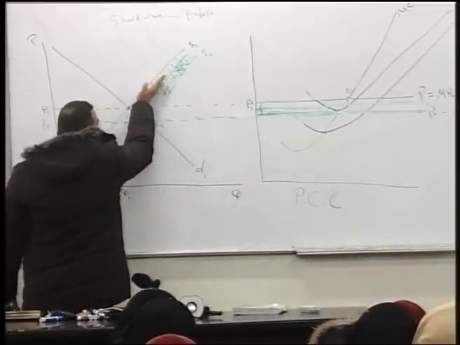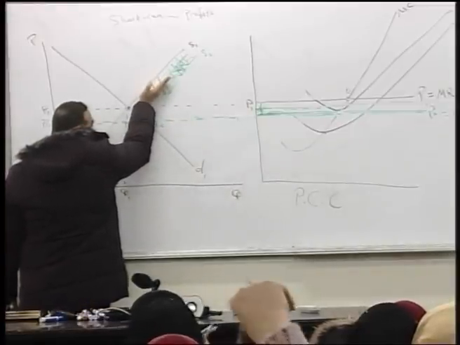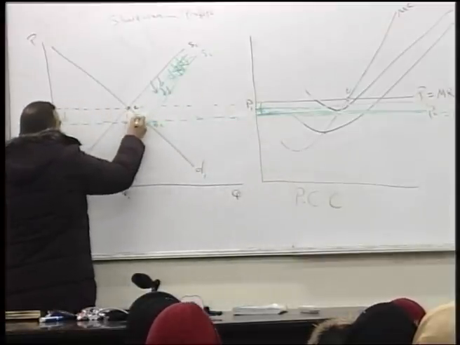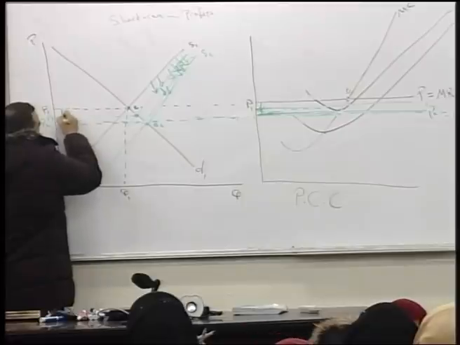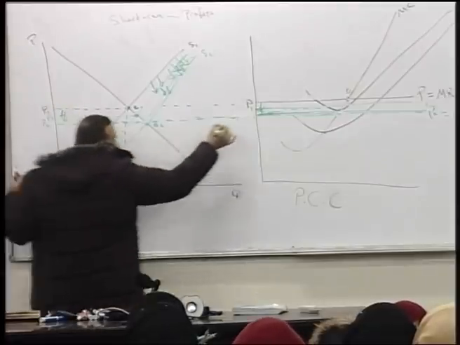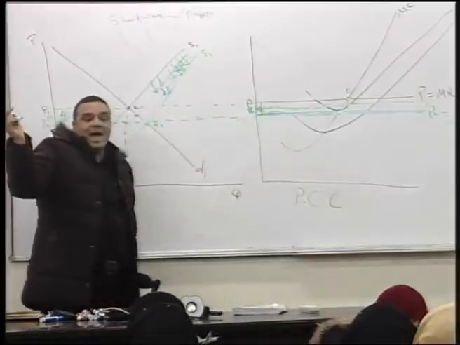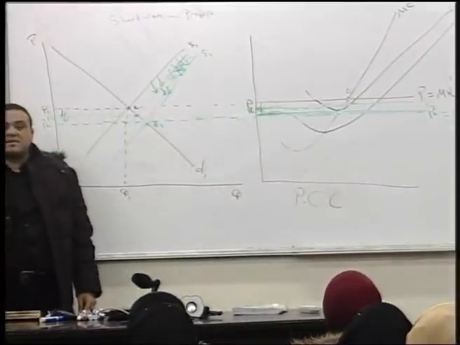Supply increases and shifts right. So we have a new equilibrium price here. To E2, the price goes down. Here we have a new price, P2. We still have profits here.